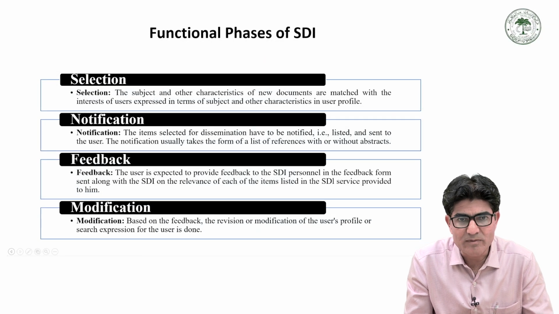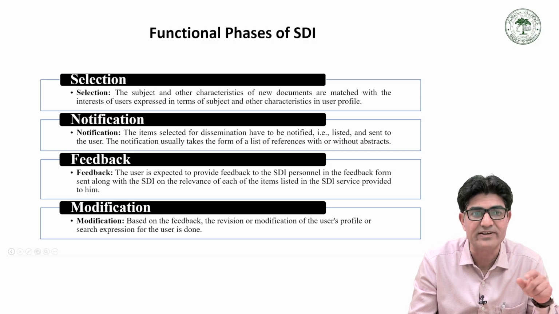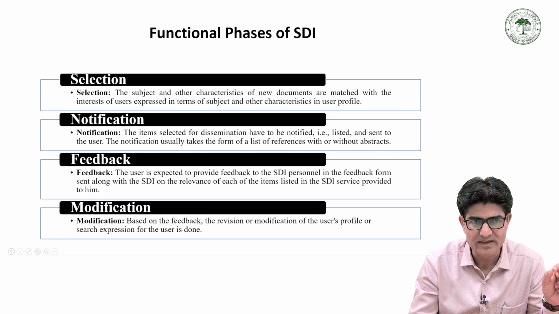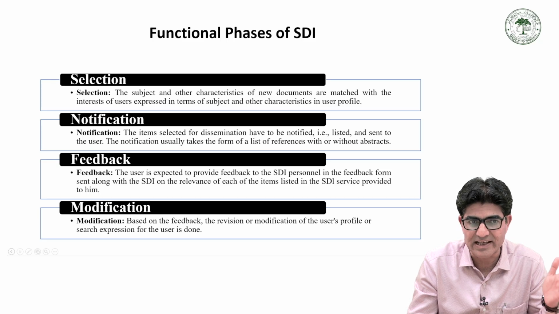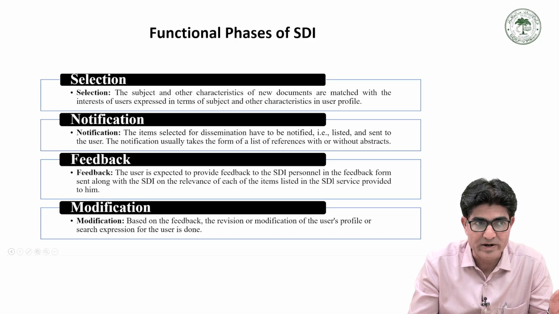Now we come to the functional phases of selective dissemination of information. These are the functional phases: selection, notification, feedback, modification. Selection means the subject and other characteristics of new documents are matched with the interest of users expressed in terms of subject and other characteristics in the user profile. That is the selection. So selection means matching the document profile with the user profile, and then selecting the documents which are matched.